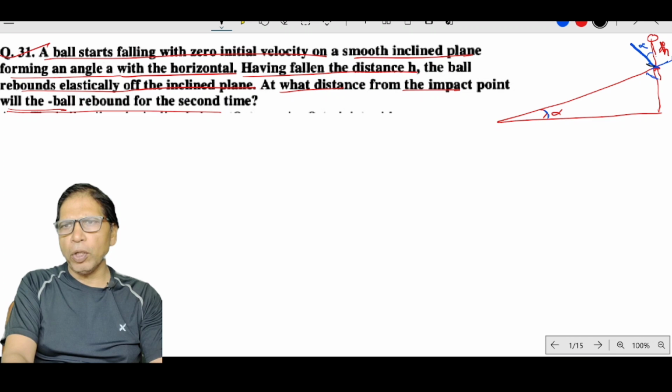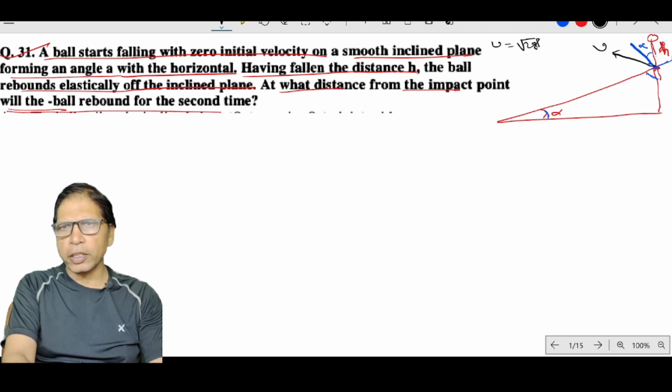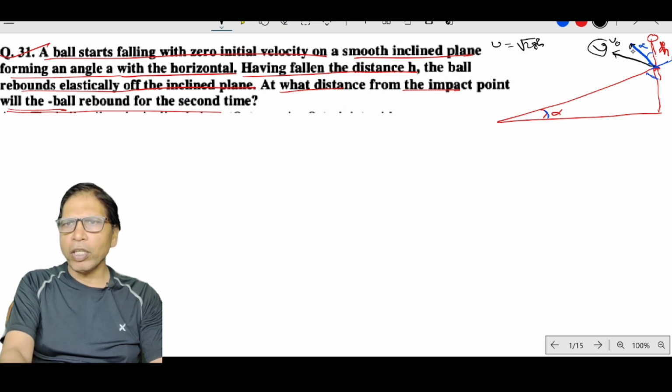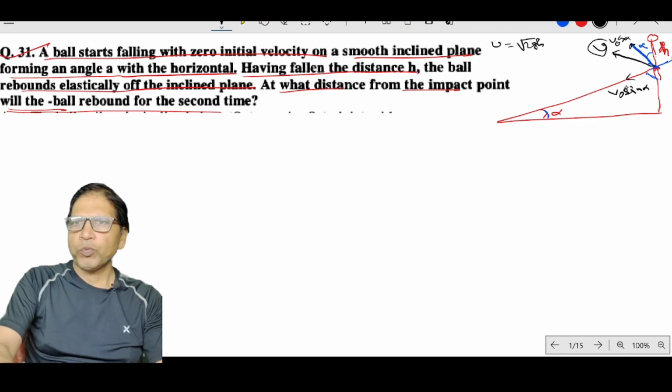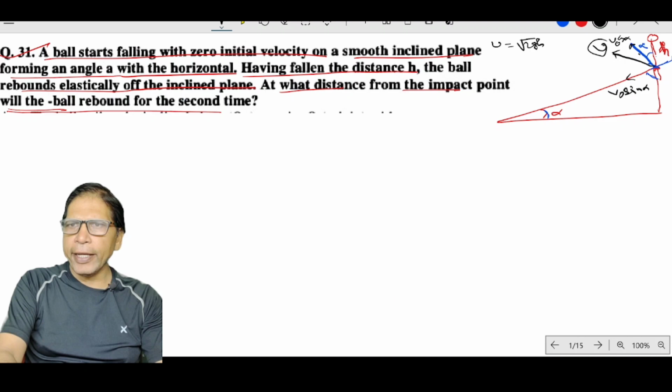So after reflection, the velocity of the particle is directed along this direction. Suppose this velocity is v, and v equals square root of 2gh, as it falls from the height h. Now the component of this velocity in the normal direction is v naught cos alpha, and along this direction is v naught sin alpha, because this angle is alpha.